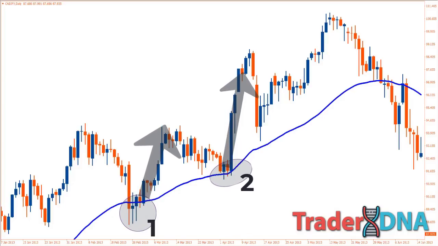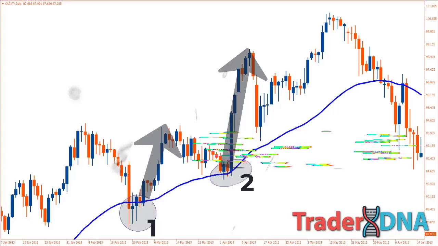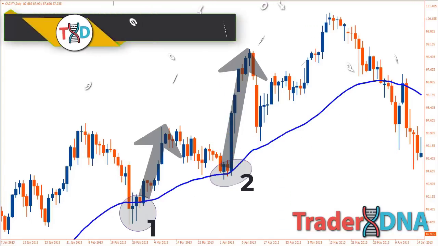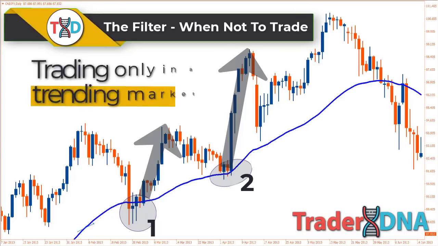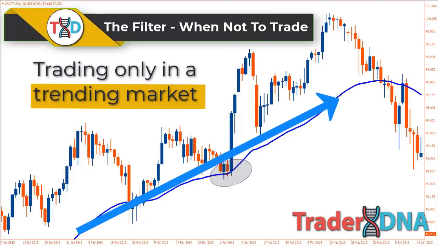It is not uncommon for price to bounce harder from the 50 EMA the more time that it spends away from it. The filter: when not to trade. We have already talked about an important filter that can help you quickly eliminate the weaker setups from the stronger ones. Trading only in a trending market where price does not hit the 50 EMA in quick succession.